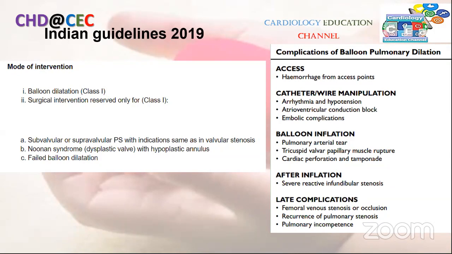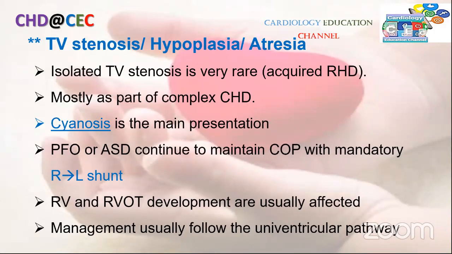Okay, so back to our lecture. We have the other congenital obstructive lesions on the right side, and we'll start anatomically again. As we mentioned, starting from the tricuspid valve, we have tricuspid valve stenosis, hypoplasia or atresia. Isolated congenital tricuspid valve stenosis is very, very rare and is usually acquired as part of rheumatic heart disease. Mostly it is part of a complex congenital heart disease.